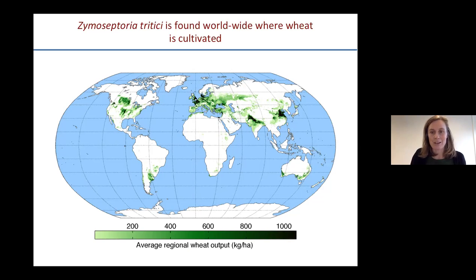So I'm showing you here a world map that shows the average production of wheat worldwide. And as you can see, on almost all continents, we are cultivating wheat. And Septoria tritici is one of these, let's say, more pandemic pathogens that can be found worldwide where wheat is cultivated.